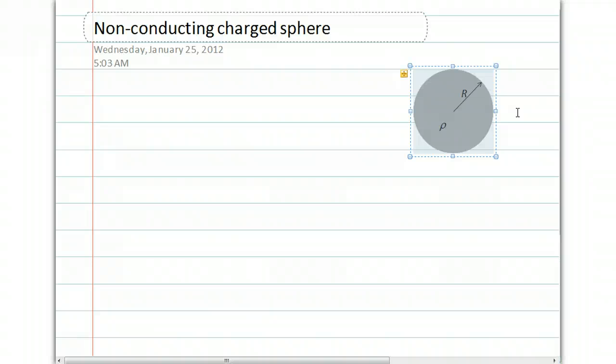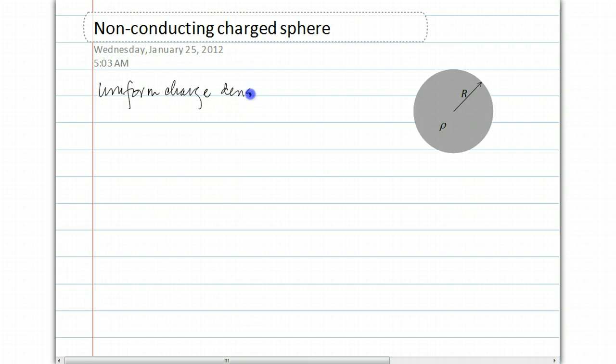We're going to start off with a sphere, a non-conducting sphere that is charged with a uniform charge density rho. Frequently this symbol is used to refer to charge per volume, so coulombs per cubic meter. We have a sphere, so it's natural that we are given a charge density, a charge per unit volume.